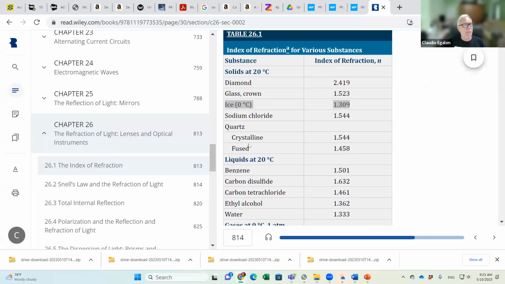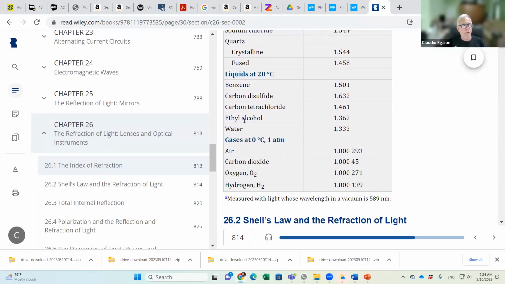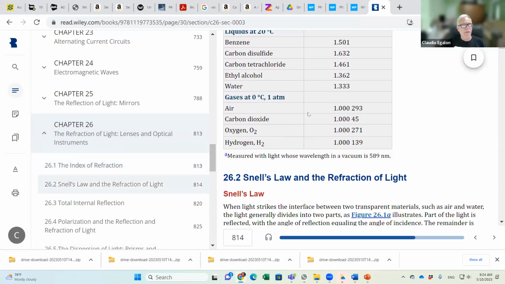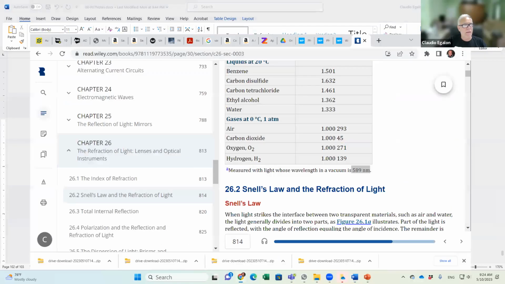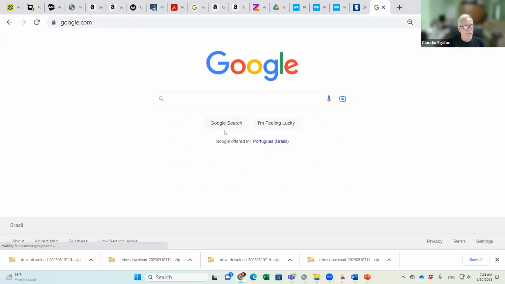And then there are many other types of medium out there. Sodium chloride, quartz, crystalline and fused. Fused quartz is lower than crystalline. Liquid benzene, carbon disulfide, ethyl alcohol, water. And look at the refractive index of air, right? It's almost 1.000293. But that's air at 0 degrees C at 1 atmosphere. And the other gases are also very close to 1. Okay. And let's not forget that that's the speed of light measured at this wavelength, 589 nanometers. By the way, what's the color of 589 nanometers? Let's take a look at the optical spectrum.